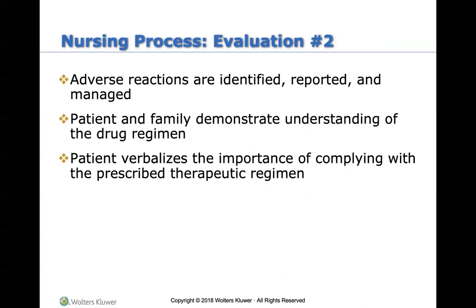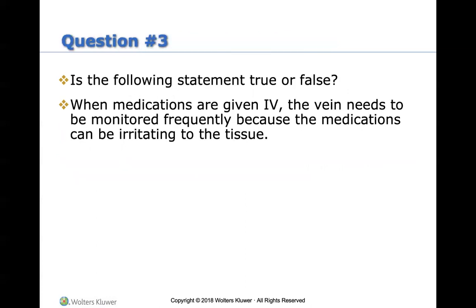Adverse reactions would be identified, reported, mitigated, and managed, right? We saw them if they showed up, we told the doctor, and we handled them. Patient and the family understand and are compliant with the drug regimen. Very important. Okay, so yay, we completed our nursing process. We did all of our interventions and nursing responsibilities throughout the assessment, diagnoses, planning, implementation, and evaluation stages.